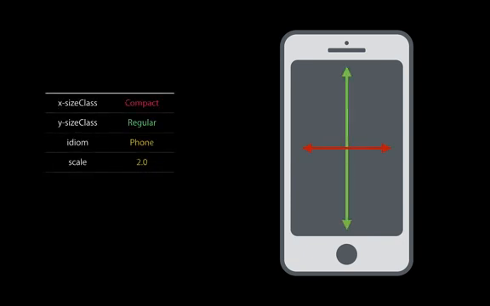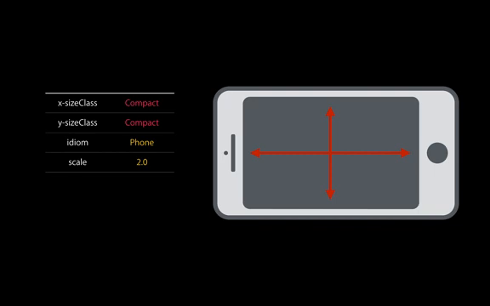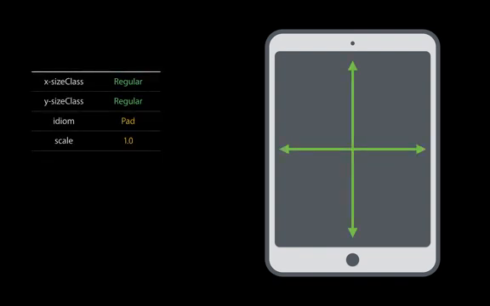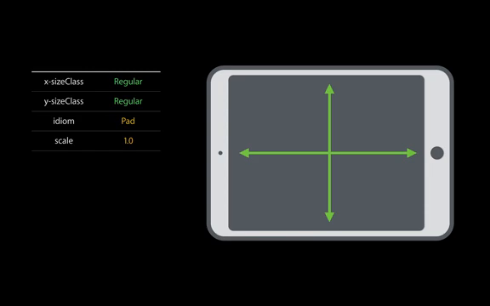Here we have kind of a cartoonish representation of an iPhone. And typically, the vertical axis is going to have a regular size class, whereas the horizontal axis is going to have a compact size class. If you rotate a phone, we say that the size classes are constrained in both the vertical and the horizontal dimensions. Now, an iPad is a little bit more free. It's regular in all of its dimensions, or it has regular size classes in all of its dimensions. And that holds true when you rotate it as well.